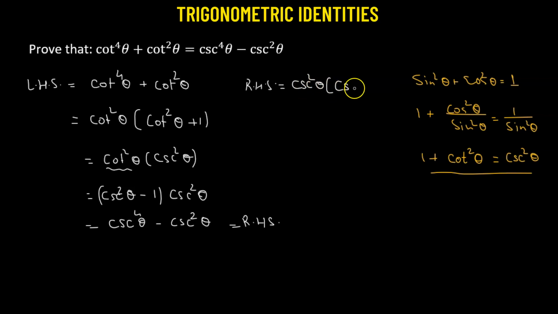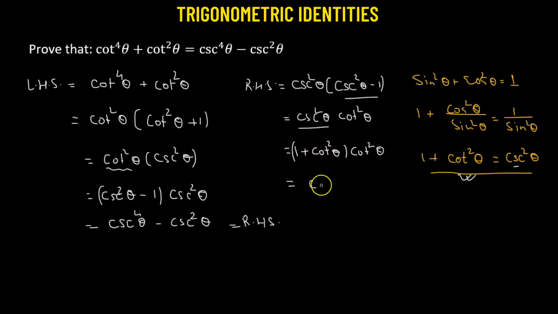So this will get multiplied to cosecant squared theta minus 1. So if we use this identity, cosecant squared theta minus 1 will get replaced with cotangent squared theta. Now cosecant squared theta will be replaced with 1 plus cotangent squared theta. So we have 1 plus cotangent squared theta whole multiplied to cotangent squared theta. So we can finally get cotangent squared theta plus cotangent theta raised to the power of 4, and this will be the expression on the left hand side.